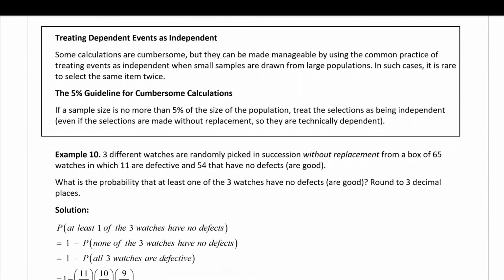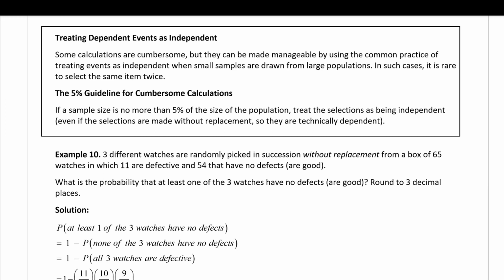Now, in some cases, it can be very cumbersome and tedious to always treat things as dependent events. And for that reason, oftentimes it's better to treat dependent events as independent, because treating things as independent are actually a lot easier to deal with. But this can't be done all the time. Okay, there's a certain guideline in which you can actually apply this.